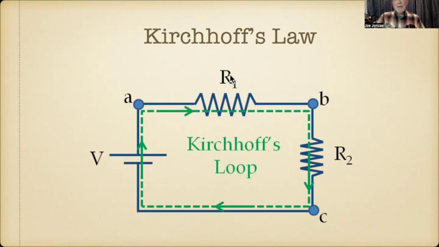So if R1 is 100 ohms and R2 is 100 ohms, what's the total resistance? 200 ohms. And the voltage we'll say is 5. What's the current?